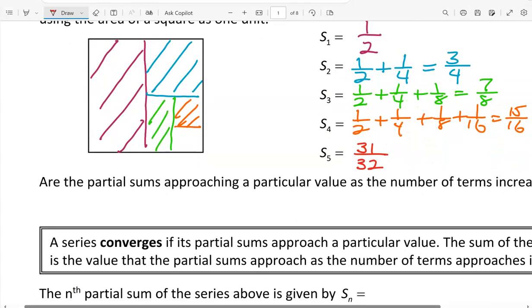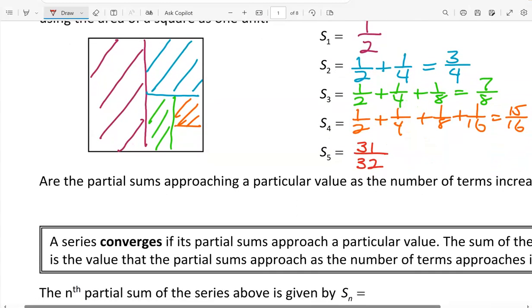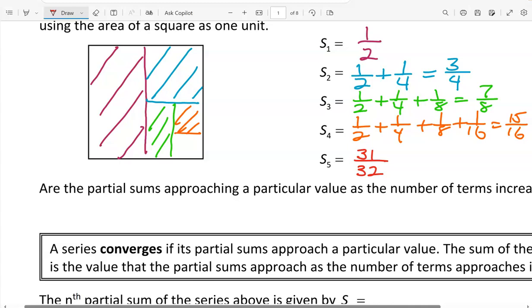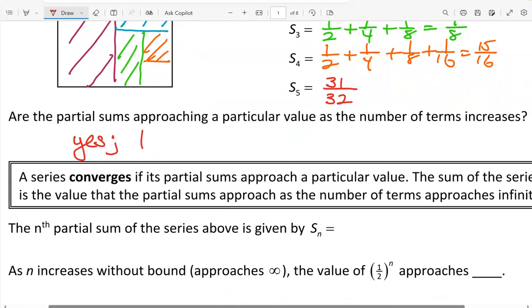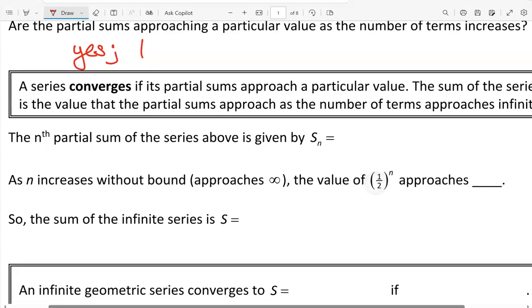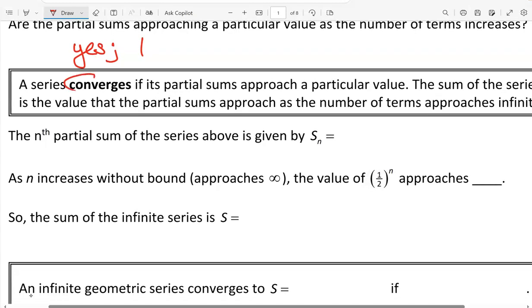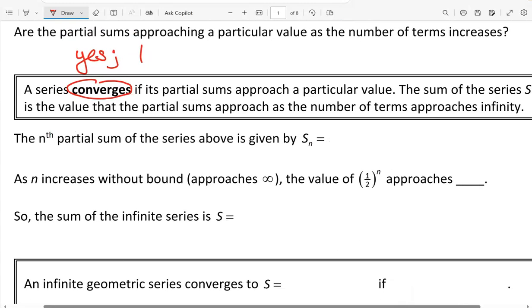The partial sums are approaching a particular value. You notice that they're getting closer and closer to a whole square, and so they are getting closer to a value of 1. This illustrates something which we call convergence. An infinite series converges if its partial sums approach a particular value, in this case 1. The sum of the series is the value that the partial sums are approaching as the number of terms approaches infinity.